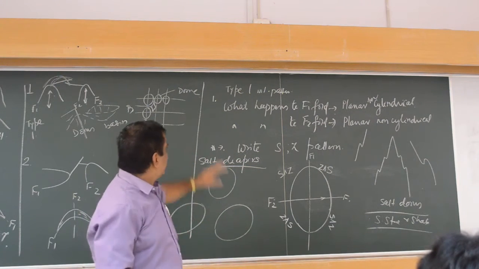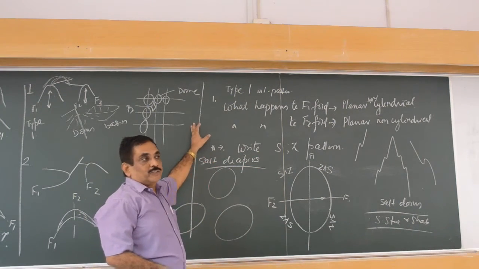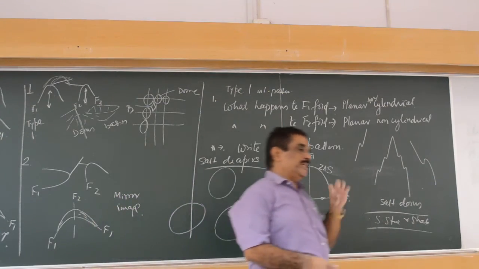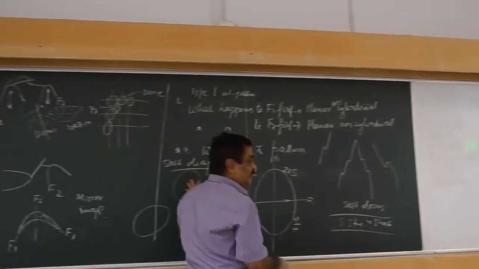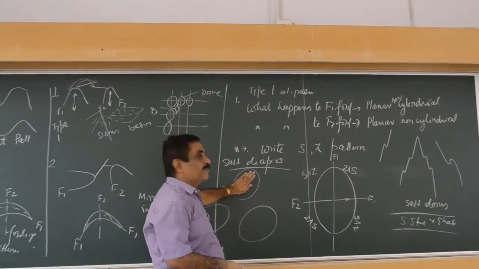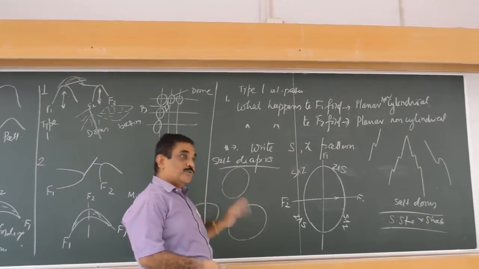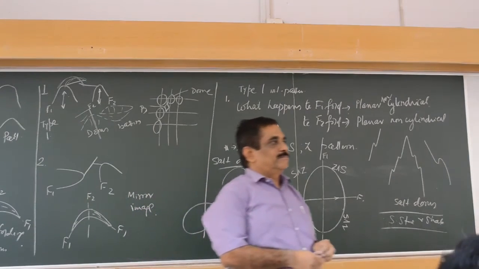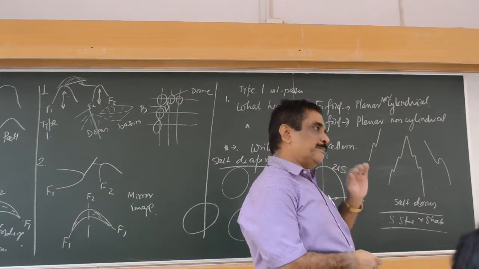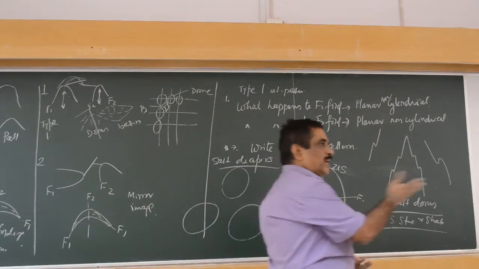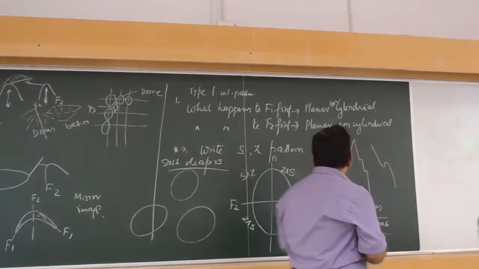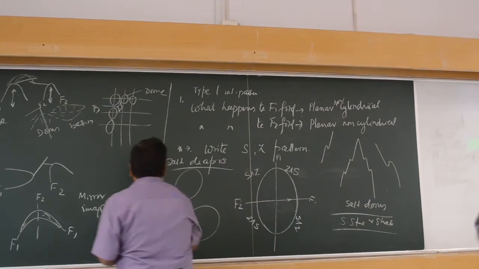Similar to type 1 interference pattern. So one should be careful while looking at imageries or real photographs. You should not jump to the conclusion that this is F1 and F2 cross-folded interference. It could be a salt dome also. Salt domes are very prevalent, particularly in Iran and those areas.